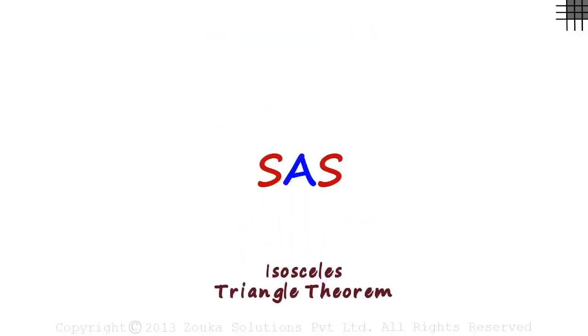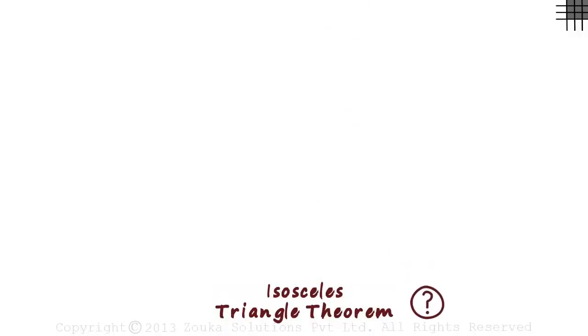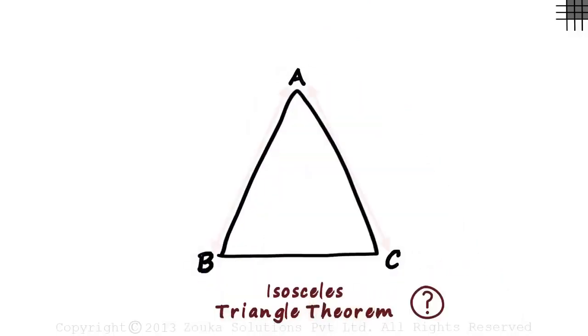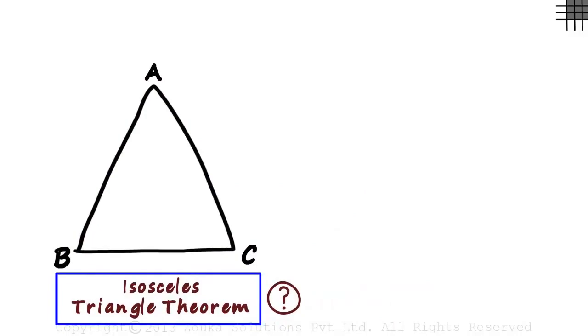One of the most important theorems that the SAS congruency condition helps us to prove is the isosceles triangle theorem. Before we move on to proving it, we need to know what it exactly is. Look at the triangle ABC. These two sides are equal. Let's move the triangle to the left to understand the theorem.